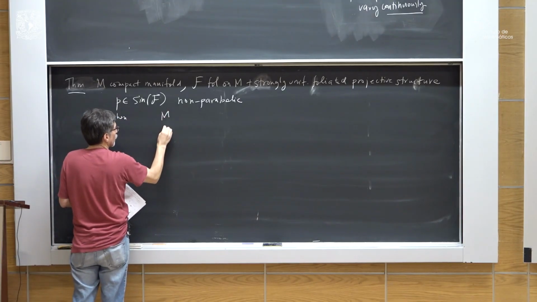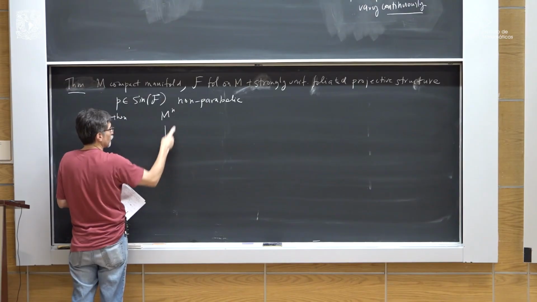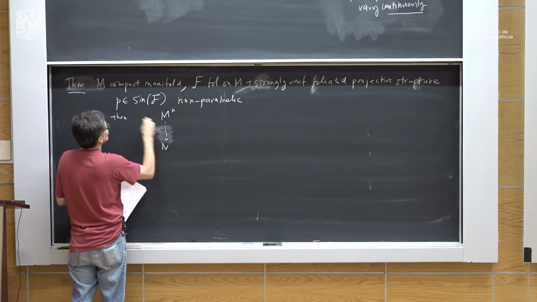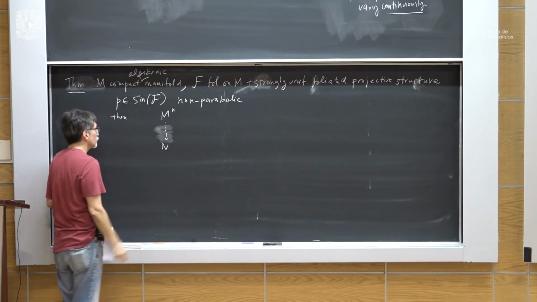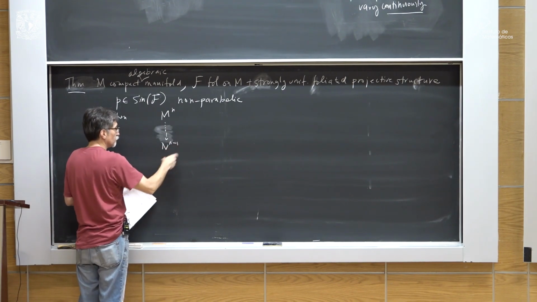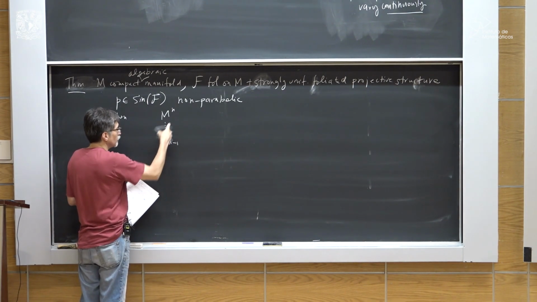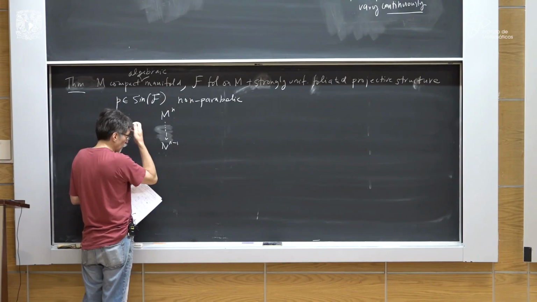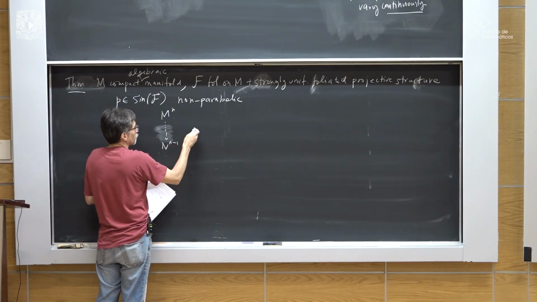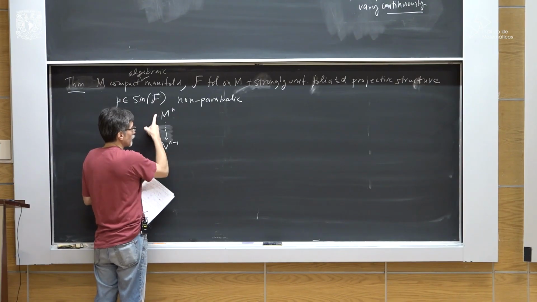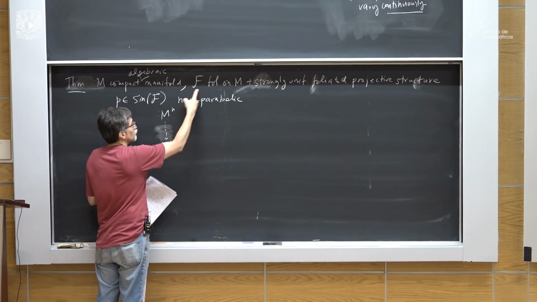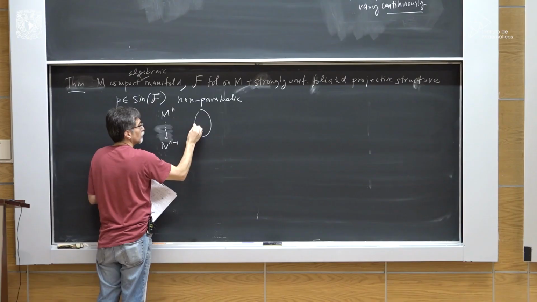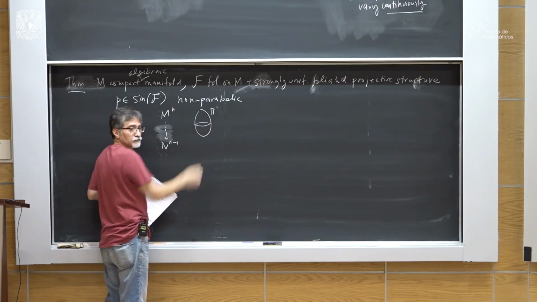Then, if your manifold has dimension n, you will find an algebraic projective manifold, a projective analytic space of dimension n minus 1 and a dominant meromorphic map. So the generic fibers will be one-dimensional, and they will contain the leaves of the foliation, which will be rational curves, copies of P1.